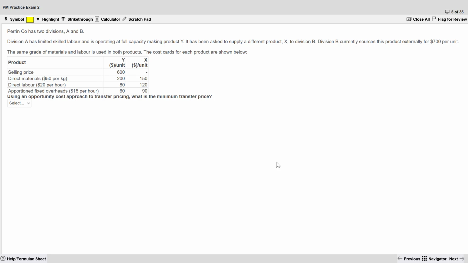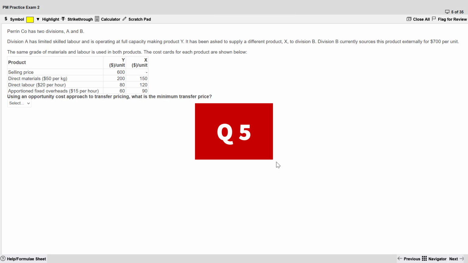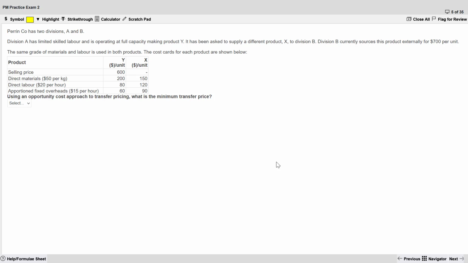Moving on to question 5, using an opportunity cost approach to transfer pricing. Ooh, transfer pricing, tricky topic. If you hate transfer pricing, by all means, flag this, come back and do it later. But we're here, let's do it together. What is the minimum transfer price?